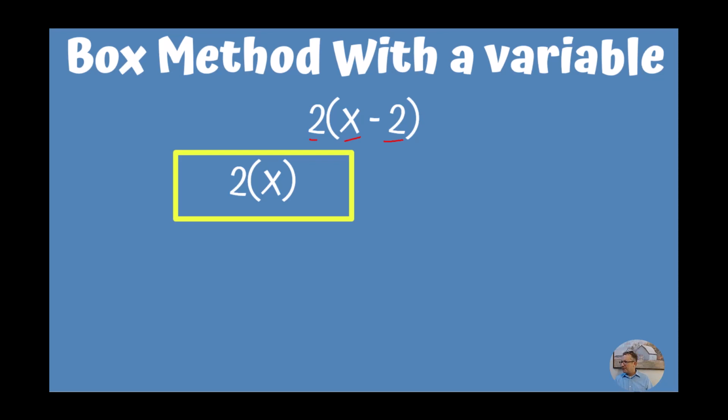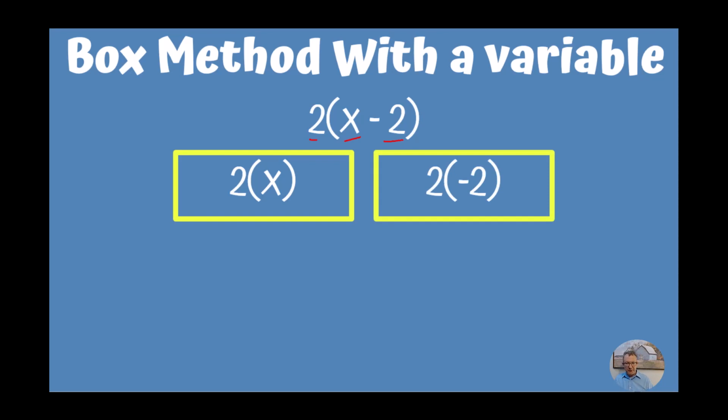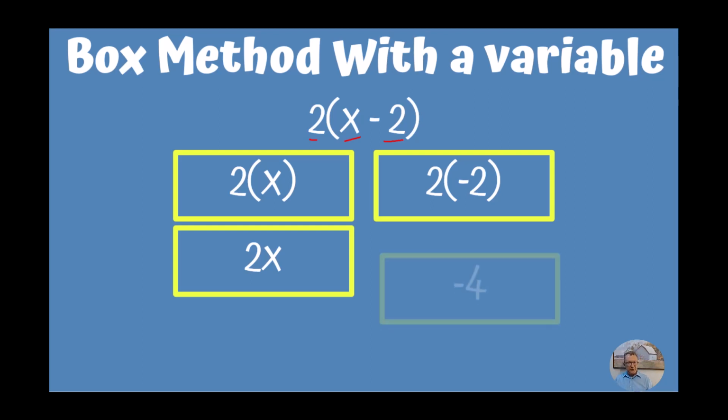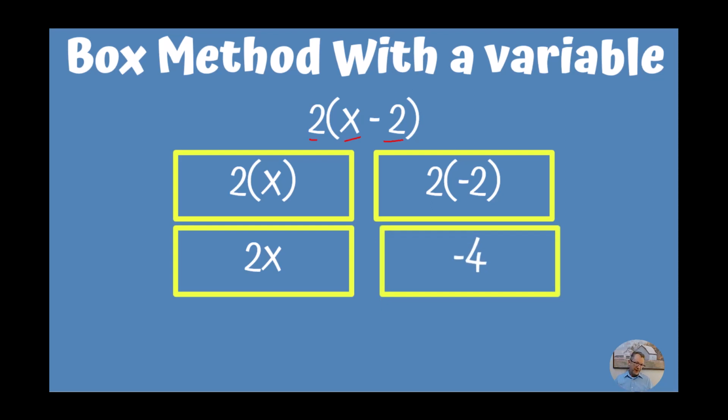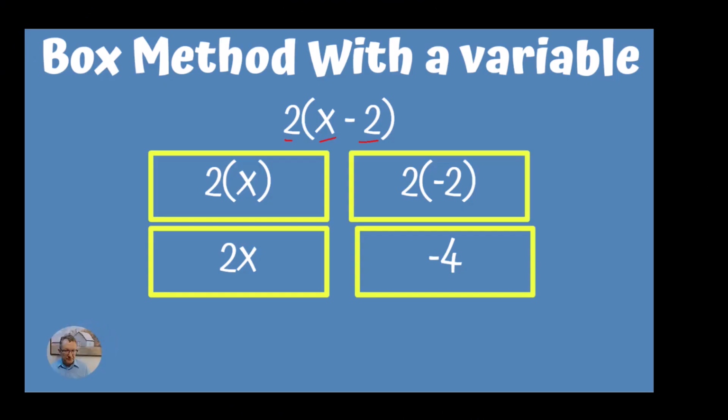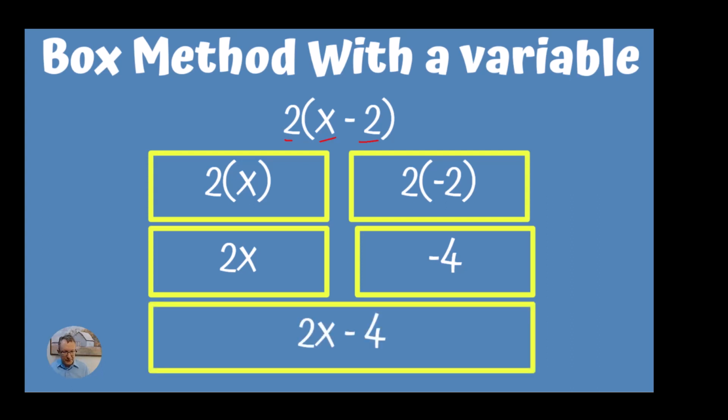What do you think is going to go in the next box? Well, that's good, yeah. 2 times negative 2. But what's 2 times x? Perfect, yes, 2x. Positive 2 times a negative 2, is that a positive or negative number? Yeah, there you go, it's negative, and then what's 2 times 2? 4. Now think about this, as our final answer, is it going to be a single term, like 4 or 3x, or is it going to be an expression with multiple terms? Think about it. And then you should have realized that it's 2x minus 4.